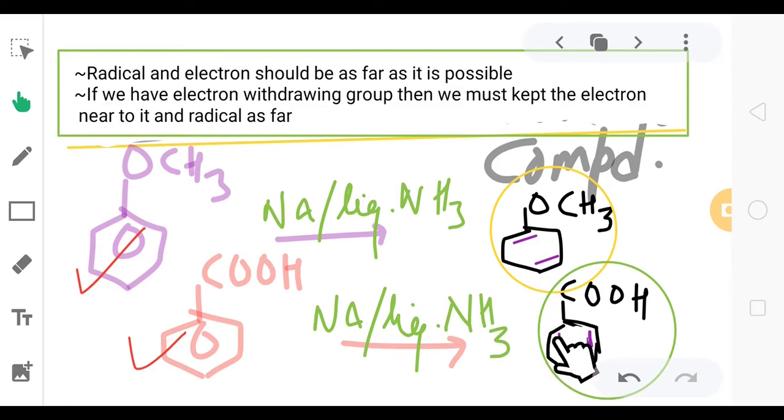Like see, here we have 1 carbon difference between the double bond and COOH, while in this case there is no carbon difference. That means in OCH3 such kind of final product would be there, and in electron withdrawing group such kind of product would be there, and the mechanism we will see in the next slide. Okay, so hope that you had understood this. Okay, so now move on.